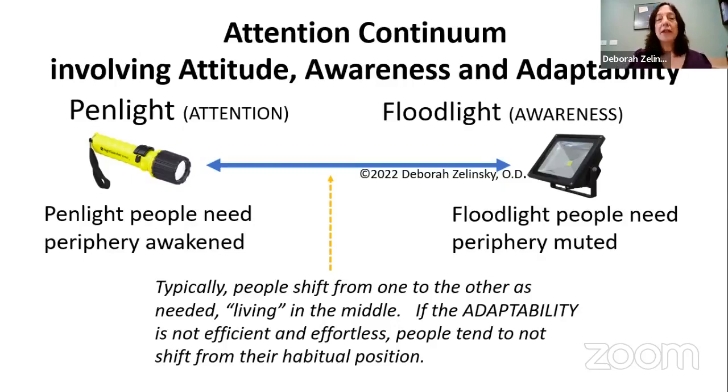So most people live in the middle, and you shift from one to the other. That's called adaptability. If you need the floodlight, you use it, and then you come back to the middle. And if you need the pen light, you use it, and you come back to the middle. If your adaptability is not effortless and efficient, then people tend not to shift from their habits, and they're a "do it my way or I can't do it" type of person. So it's important to know where you or your child fit, because adaptability is one of the key factors that we at Mind Eye Institute see as an issue.